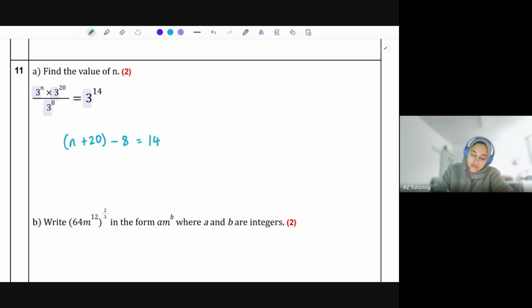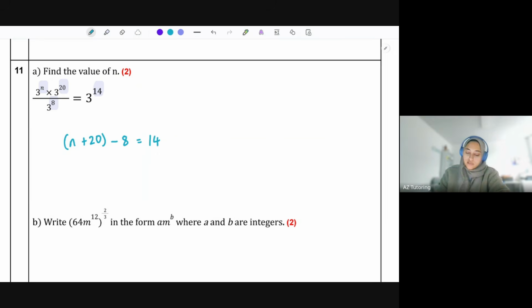So what I've done is, just to reiterate again, the powers here, so I'll just rub that out. The powers n and 20, because we're timesing on the top, we add the powers. And then because we're dividing, we then minus the powers. That's where the -8 came from. And then that just equals 14 because we're comparing all the powers together.